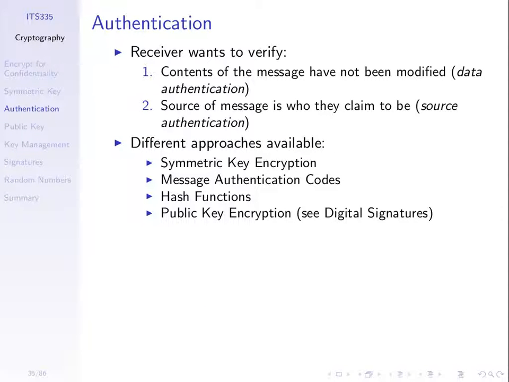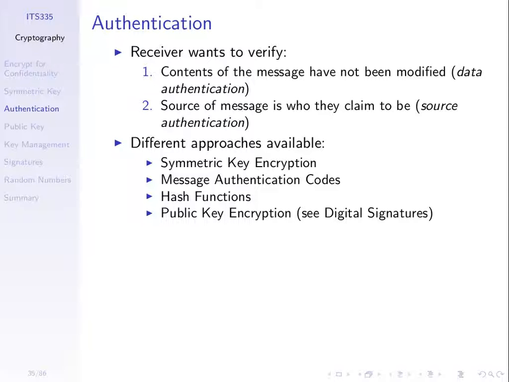So just to recap, when the receiver receives a message, they would like to verify that the contents of the message haven't been modified along the way, so make sure nothing's been changed, and that the source of the message is who they claim to be. No one's performing a masquerade attack, so we can authenticate the source. Those are the general aims. There are different ways to do that.